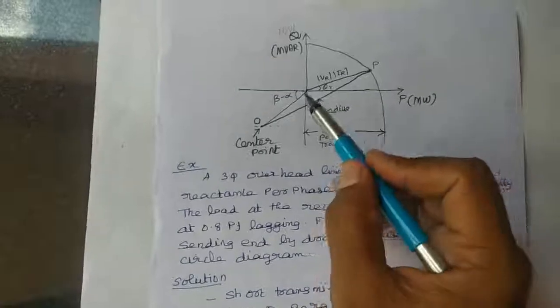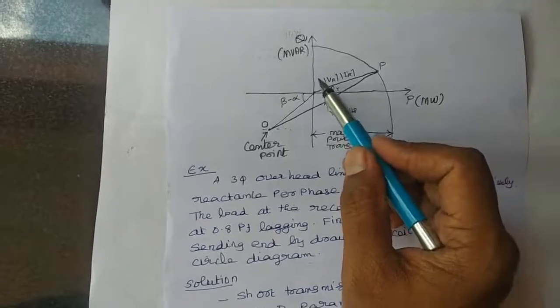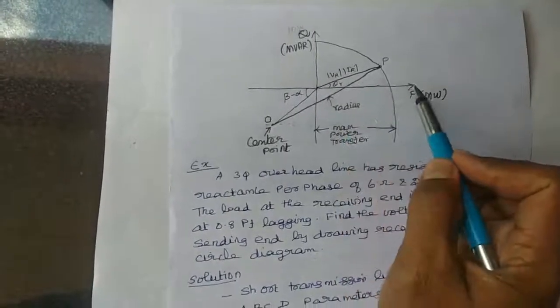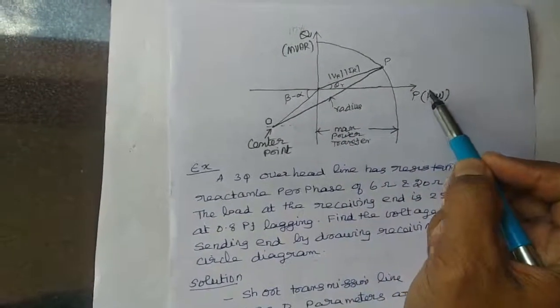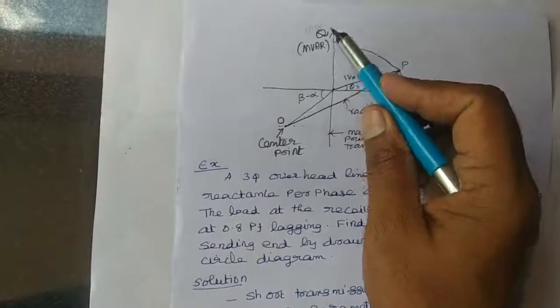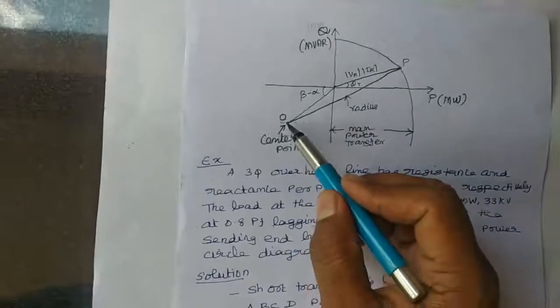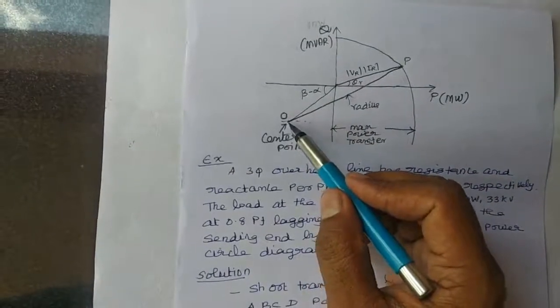The sample receiving end circle diagram is given here. In the x-axis we are going to take real power in megawatt. In the y-axis we are going to take reactive power in megavar. Consider that the center point is lying in the third quadrant.